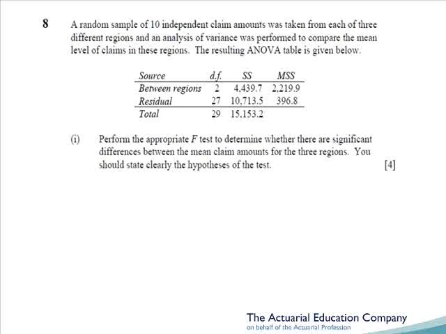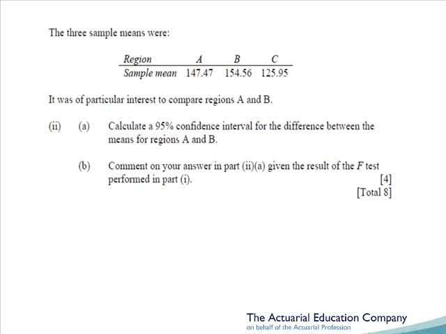Well, enjoy. All the figures are given in the ANOVA table, so you simply have to divide the 2 MSS figures to get your F statistic, and then draw your conclusion. However, don't miss out the mark, which is for stating the hypothesis of the test. In part 2, we're comparing just the means from 2 of the regions, and we're going to carry out a 95% confidence interval. This kind of question has been asked loads before.